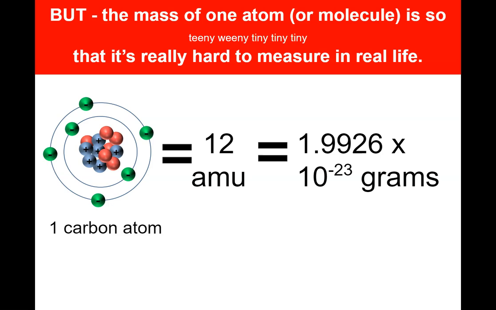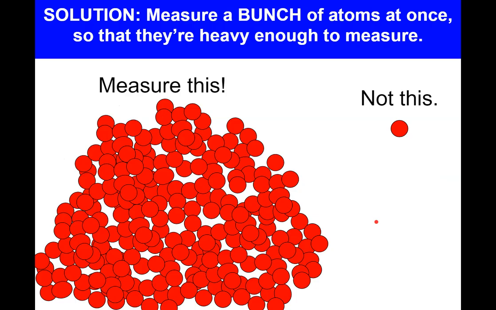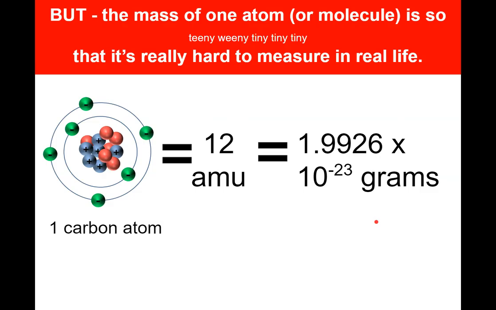So for example, one carbon atom is about 12 AMUs, atomic mass units. So it weighs about as much as 12 hydrogens. But in terms of grams, that is 1.9926 times 10 to the negative 23 grams. So tiny. We can't measure that. It's so small.